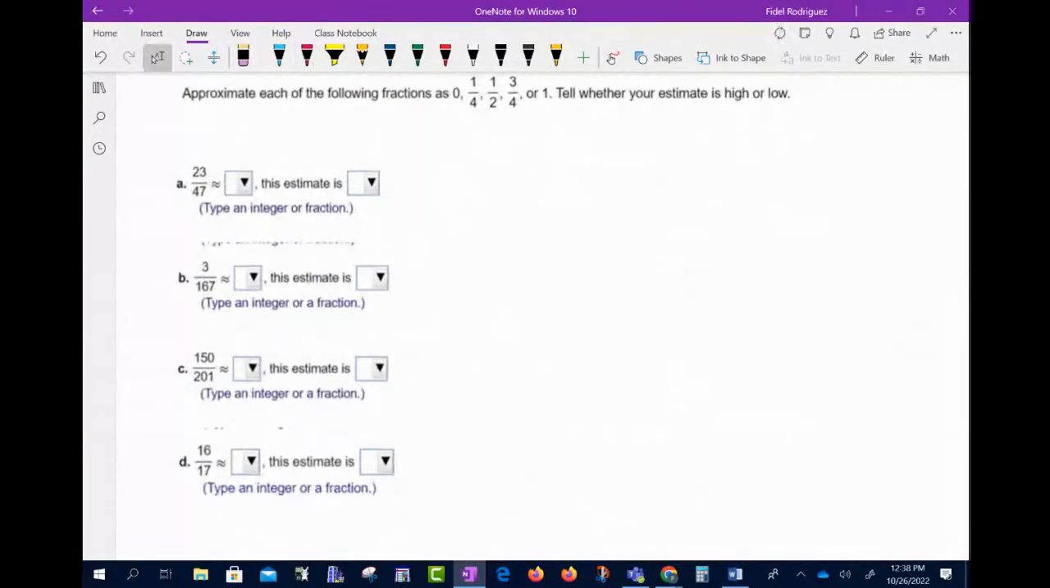Okay, now, for this problem here, y'all, I was going through this problem and I was trying to figure out the easiest way to explain this. And I think the easiest way that I would probably explain this problem here is it says approximate each of the following fractions as either 0, 1/4, 1/2, 3/4, or 1. And then tell whether our estimate is either high or low, okay? So guys, the way I would probably approach something like this is I would probably convert these numbers to decimals, okay? So 0 as a decimal is still 0.